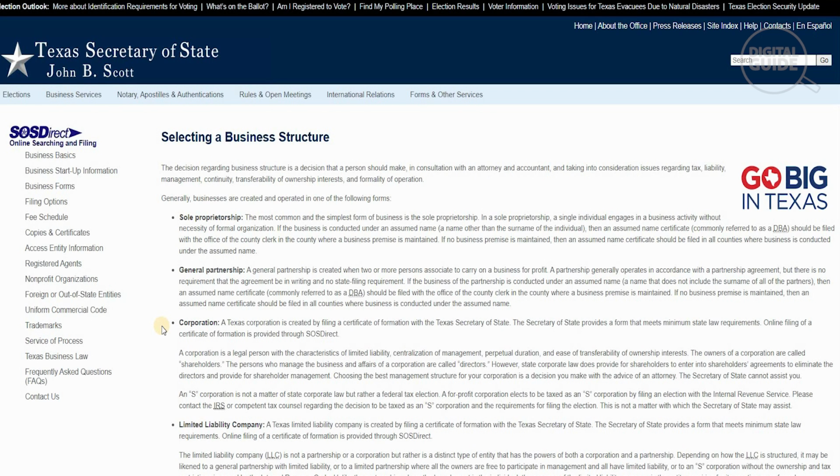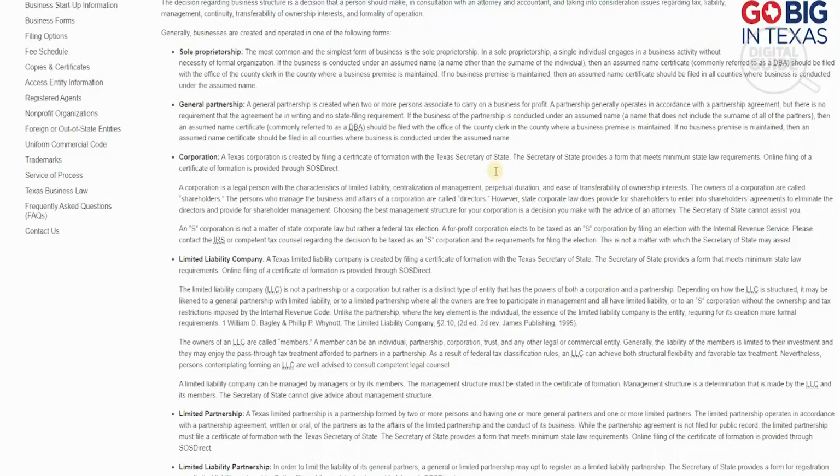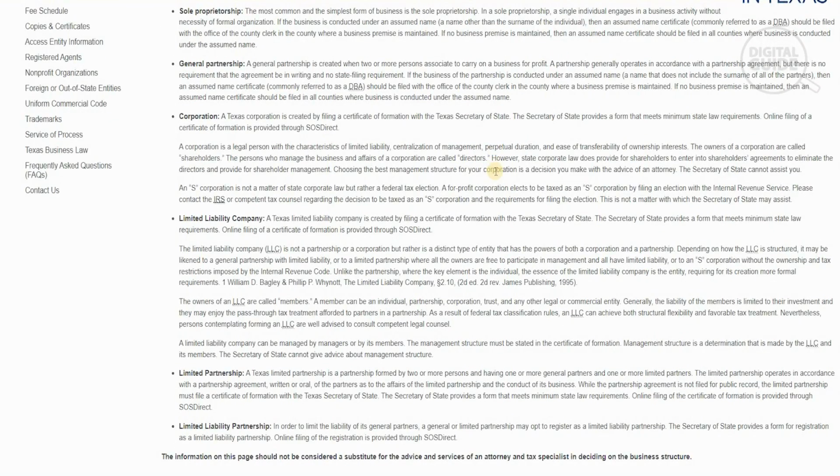So the first thing we're going to do is head over to the Texas Secretary of State. This is sos.state.tx.us. I'm going to put the link in the description below. There are different business structures available: sole proprietorships, general partnerships, corporations, limited liability companies, limited partnerships, and limited liability partnerships.